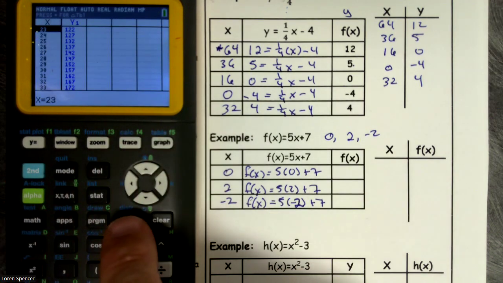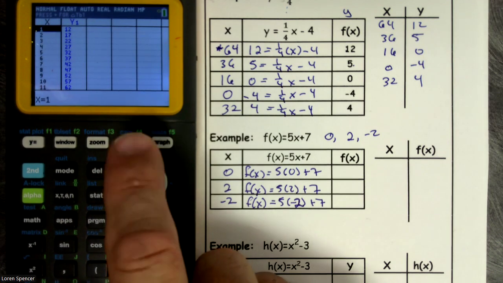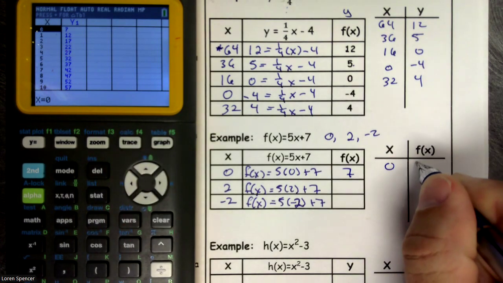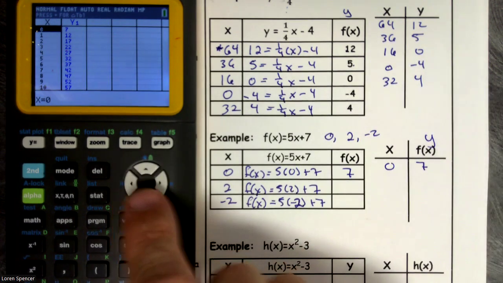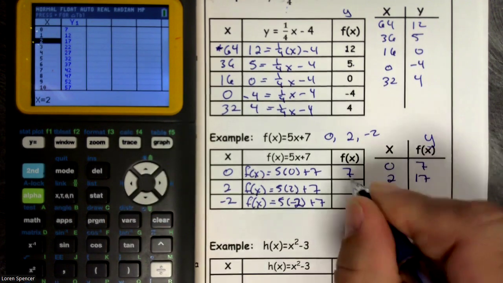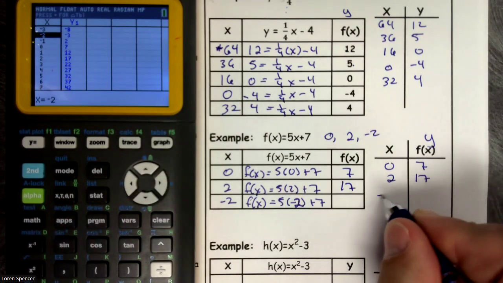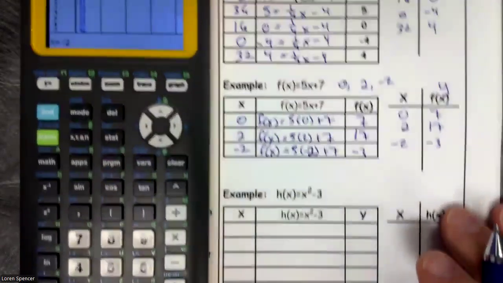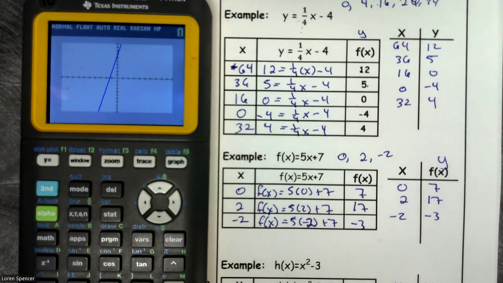Second graph. And we need to go to 0, scroll all the way down to 0. When x is 0, this is 7. All right, please remember f of x just stands for y. Then we want 2. Well, 2, it's 17. And at -2, and we scroll up, we end up with -2, -3. And if we were to look at the graph, we see, oh, we have another straight line. Okay?